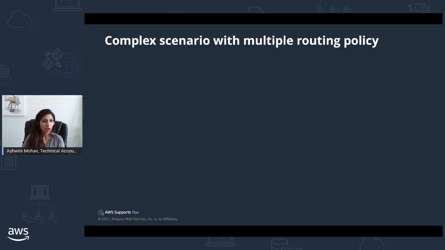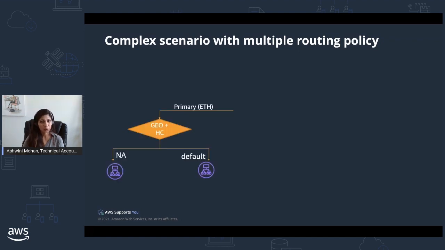Moving forward, here is a high availability scenario using multiple routing policies. You can go to any level of combining routing policies in Route 53. Here we have two branches. Let me give you some insight about the first, primary branch, where we have a geolocation routing policy for North America and then default, both having a health check associated and ETH enabled. When the primary branch resources are healthy, Route 53 will resolve to the geolocation record set if the status of the health check is healthy, based on the location of your client.